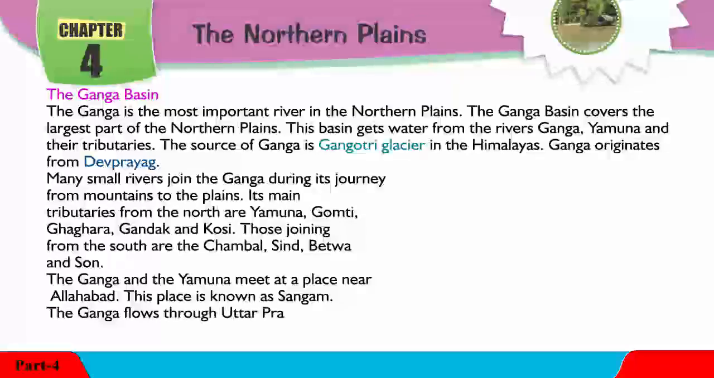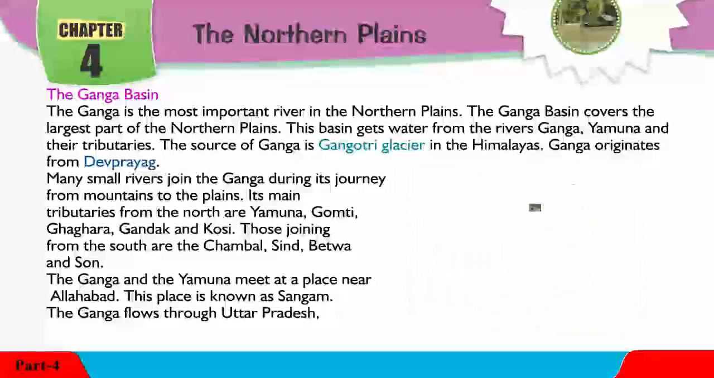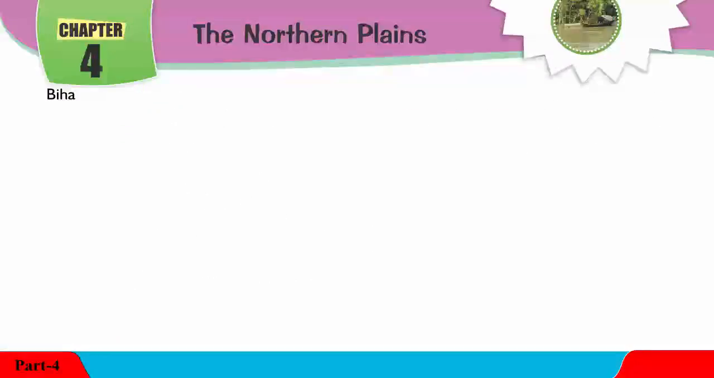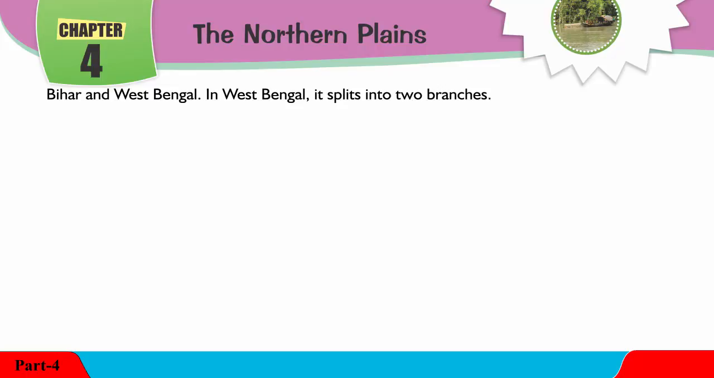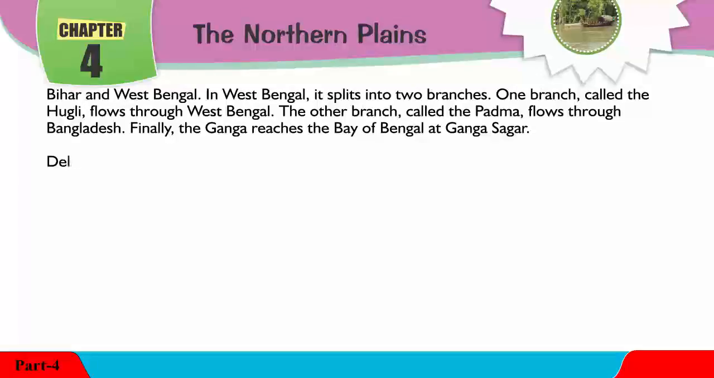The Ganga flows through Uttar Pradesh, Bihar, and West Bengal. In West Bengal, it splits into two branches. One branch called the Hooghly flows through West Bengal. The other branch, called the Padma, flows through Bangladesh. Finally, the Ganga reaches the Bay of Bengal at Ganga Sagar.